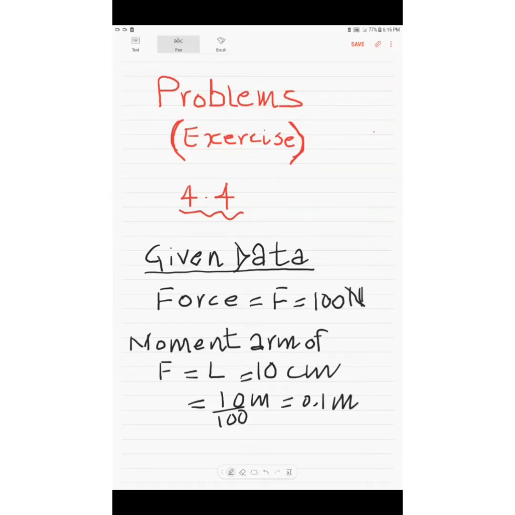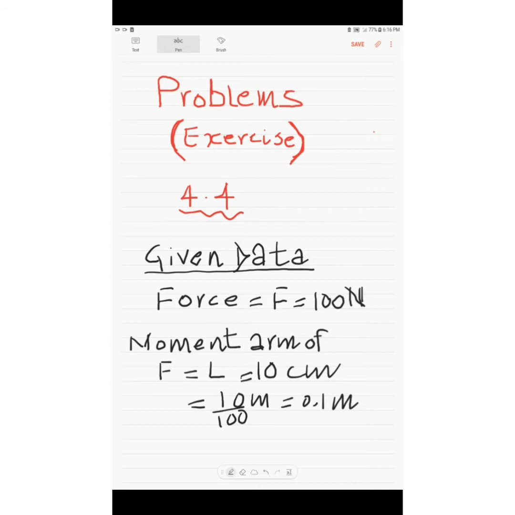We are starting now the problems given in the exercise. The first three problems you have already done in class 8. We are starting from the fourth one, that is 4.4. Now listen to the statement. A force of 100 Newton is applied perpendicularly on a spanner at a distance of 10 cm from a nut. Find the torque produced by the force.